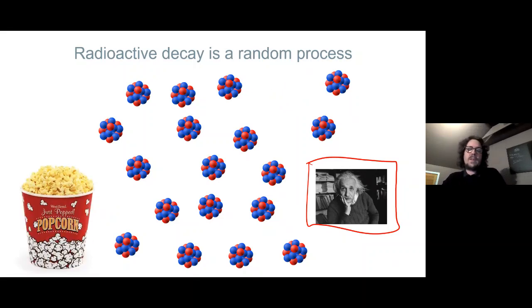It's a bit like popcorn in the sense that when you microwave popcorn, if you've ever done that, you put the popcorn in the microwave and it starts to pop. You can't predict which one of those kernels is going to pop first. All right, which corn is going to pop first. All right, it's a random process.